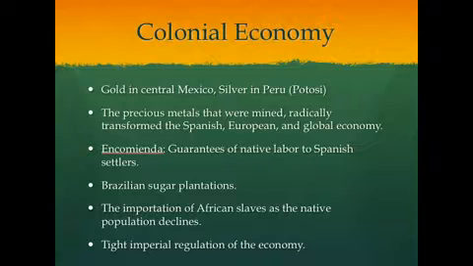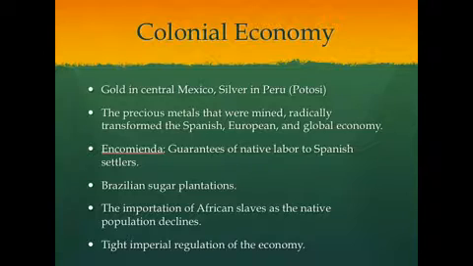Other elements of the colonial economy: the encomienda. This was initially a guarantee of native labor to Spanish settlers. The encomienda was essentially overturned by the New Law of 1542, in which, well, at the very least, natives could not be enslaved by those settlers.